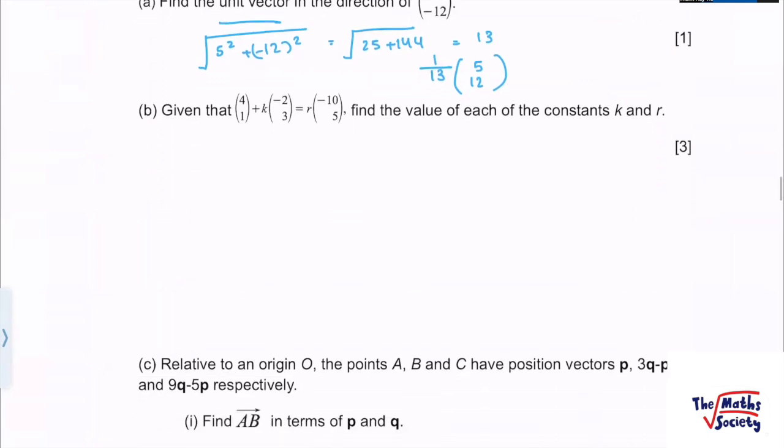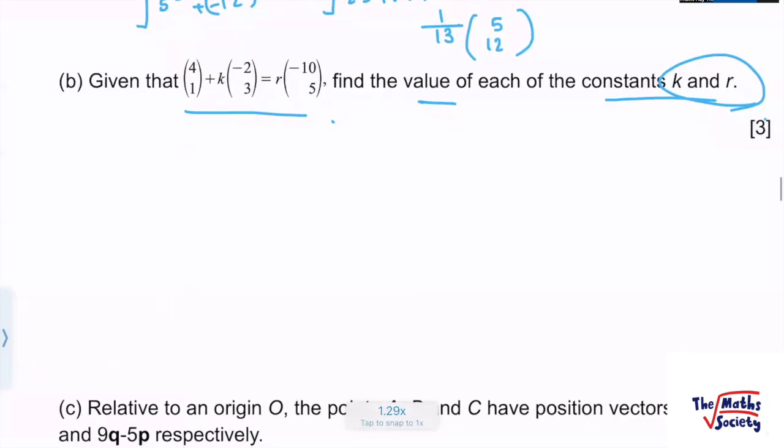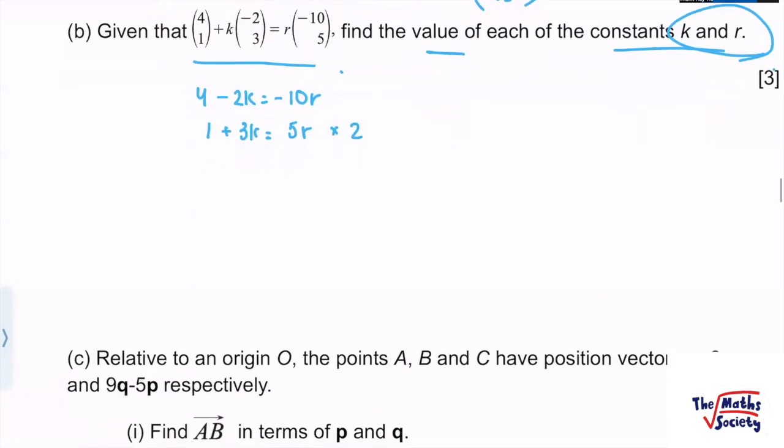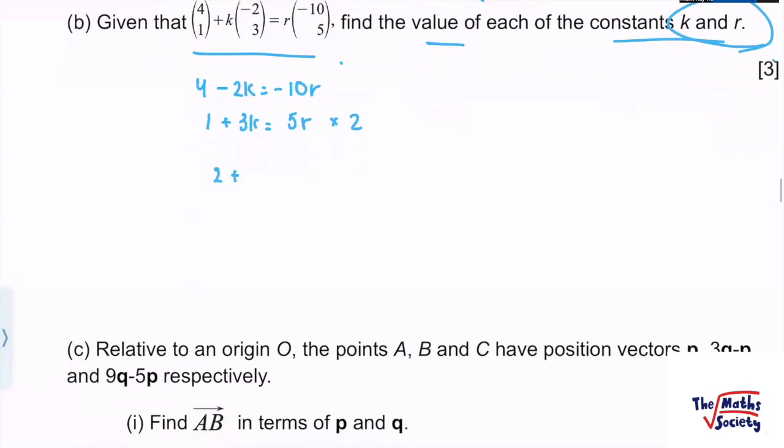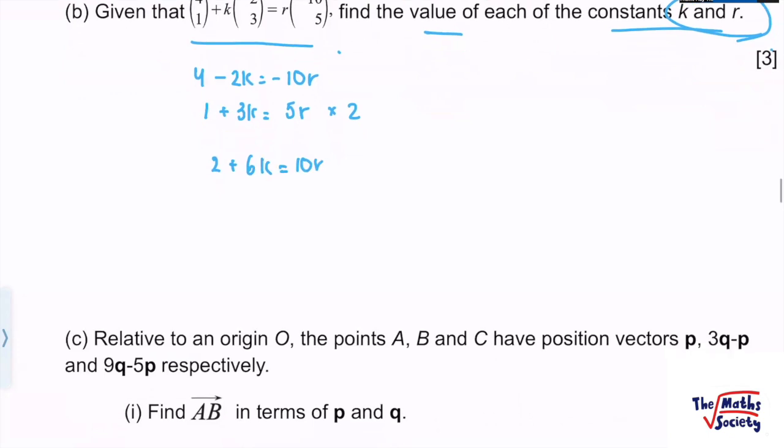And it says that given that this number is equal to that, find the value of the constants K and R. We just need to put them into equations. So it's like 4 minus 2K equals minus 10R, and then we equate them with 5R. So we're going to multiply 2 with this. So that's going to be 2 plus 6K equals 10R. Then you get 4 minus 2K equals minus 10R.